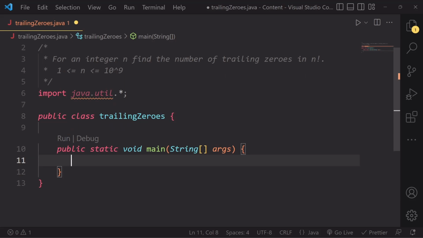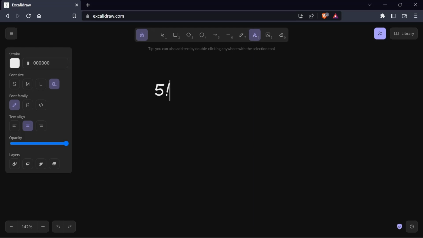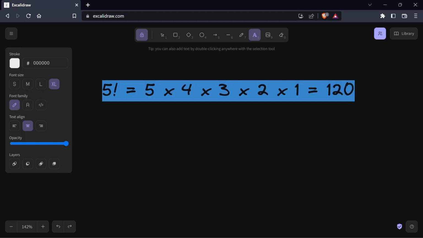So what are trailing zeros? First of all, trailing zeros are nothing but, let's say 5 factorial. Factorial is 5 into 4 into 3 into 2 into 1, which is equal to 120. So how many trailing zeros are there? Only one. Trailing zeros means the zeros at the end of the number. Okay. So we have to find the number of zeros in n factorial.